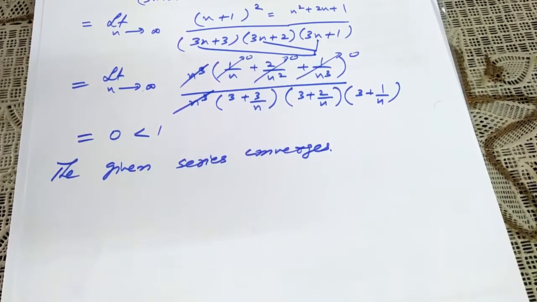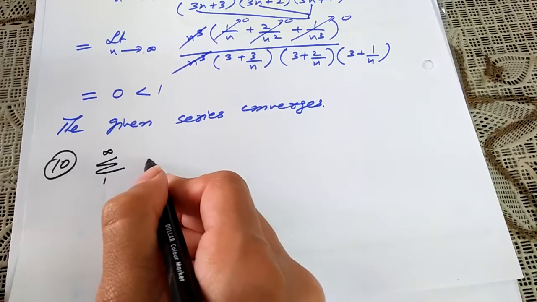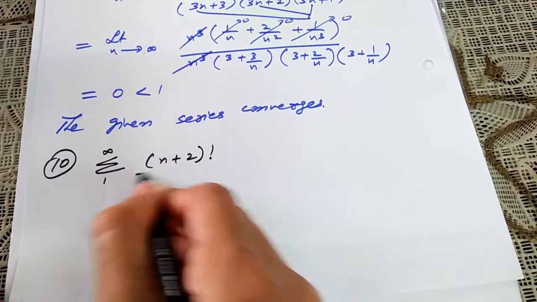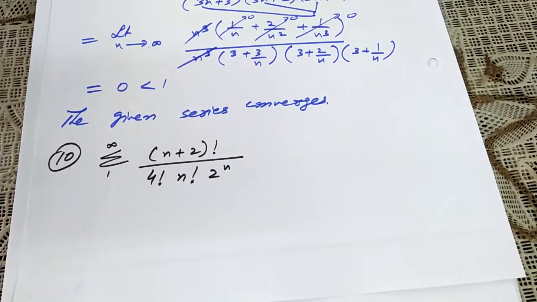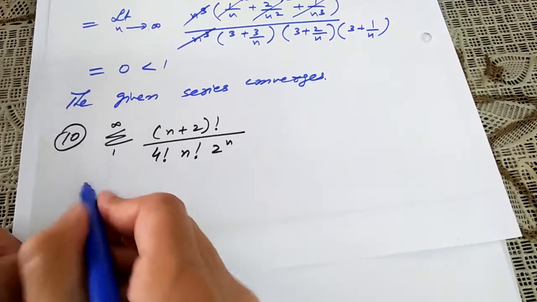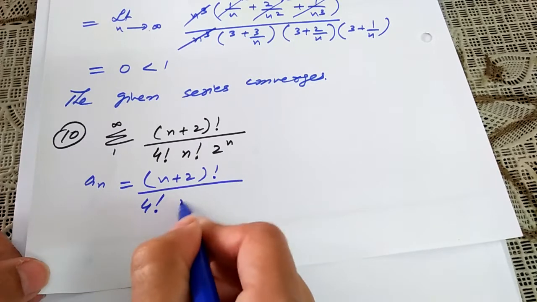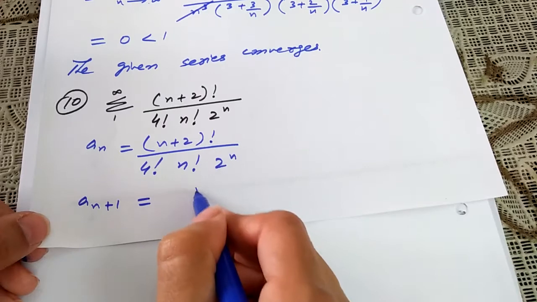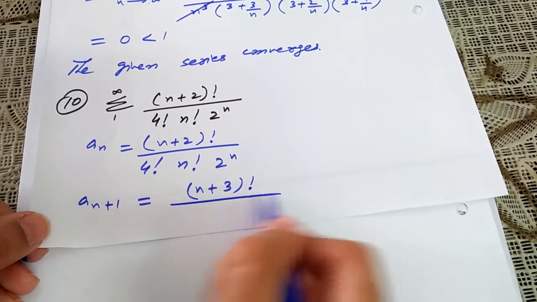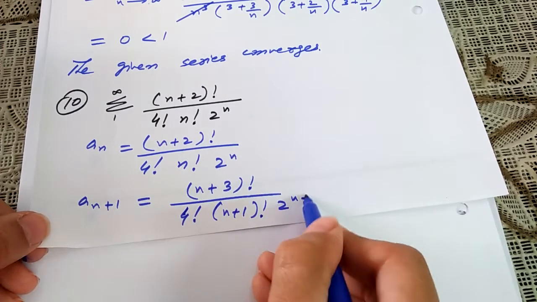by applying the ratio test here. Now the last question of this ratio test is question number 10, that is summation 1 to infinity (n+2) factorial divided by 4 factorial n factorial 2 raised to power n. Here the term an is (n+2) factorial divided by 4 factorial n factorial 2 raised to power n, and an+1 will give you (n+3) factorial divided by 4 factorial (n+1) factorial and 2 raised to power n+1.